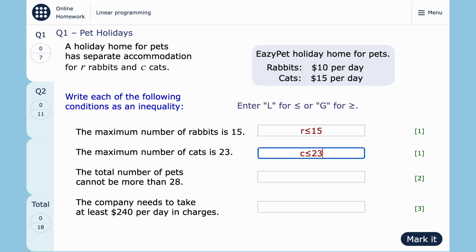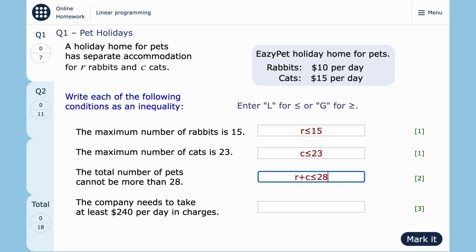The total number of pets cannot be more than 28. So in other words, it has to be less than or equal to 28. So rabbits plus cats, that's the total number of animals, because there are no other animals in this, cannot be more than 28, so it has to be less than or equal to 28.